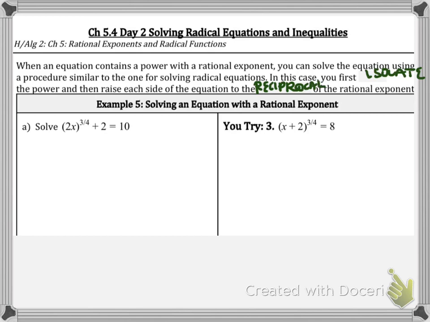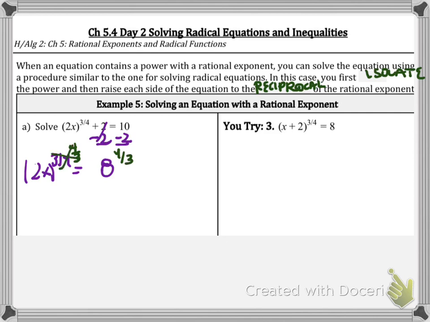of the rational exponent. So here, example 5a, we have (2x) raised to the 3/4 plus 2 equals 10. The first thing we want to do is isolate the power. So let's subtract 2. So we have (2x) raised to the 3/4 equals 10 minus 2, which is 8. In order to get rid of that rational exponent on the left side, we multiply by the reciprocal, that's 4/3. So the 4's cancel, the 3's cancel, and that goes away.